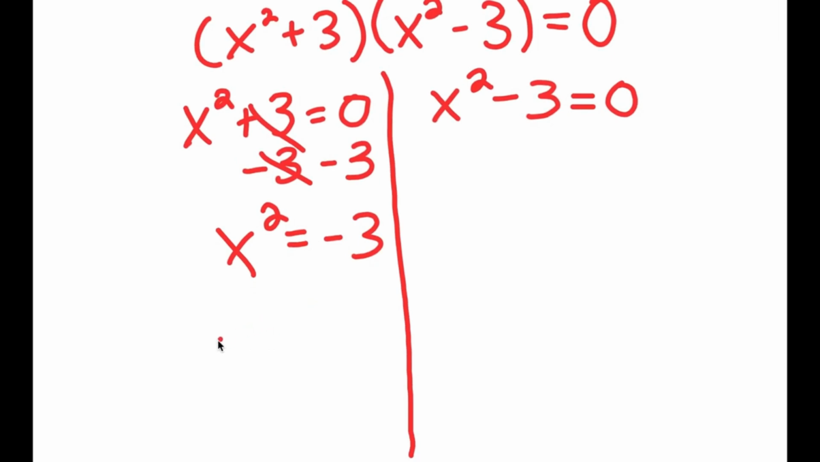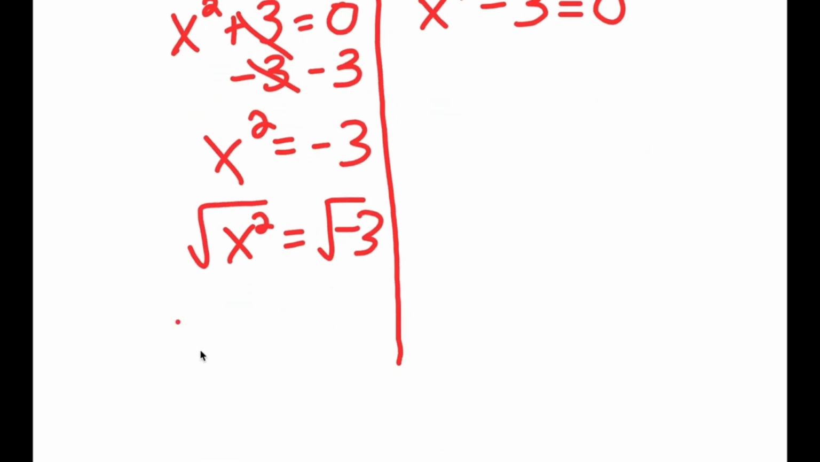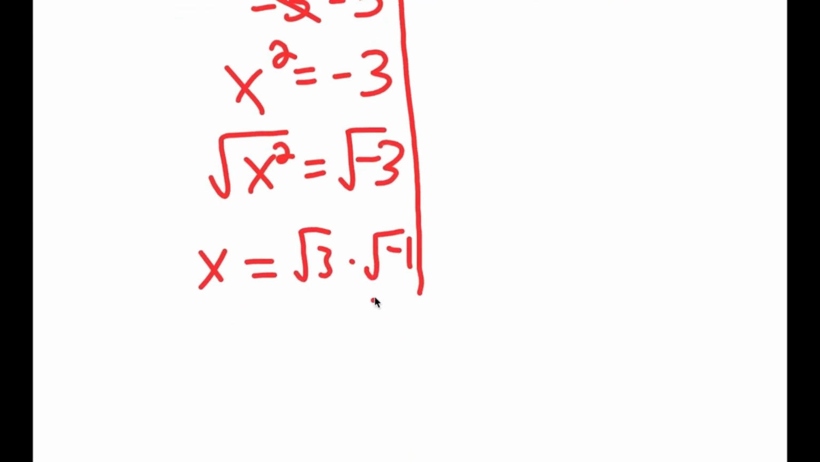And now I'm going to take the square root on both sides. The square root of x squared is x, and the square root of negative 3, that's going to equal the square root of 3 times the square root of negative 1. And if you guys already know, the square root of negative 1 is equal to i. So I get x is equal to positive or negative square root of 3i.